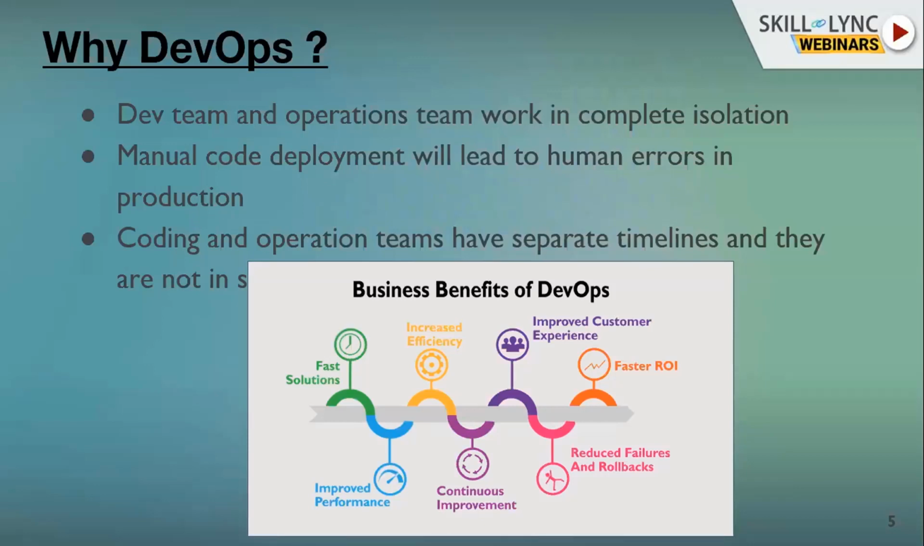We are improving our versioning, we are improving our coding standards, we are improving in terms of testing, we are doing more automation testing, and we are reducing the manual intervention. All this will lead to reduced failures and rollbacks.